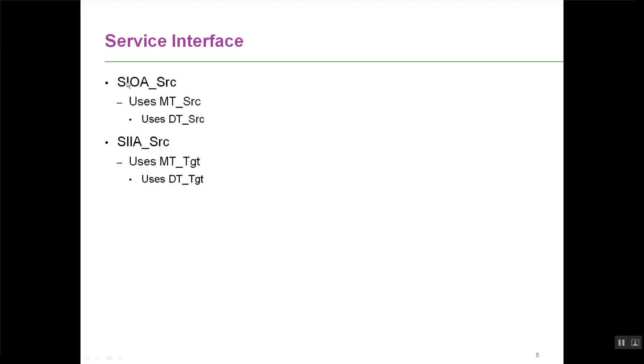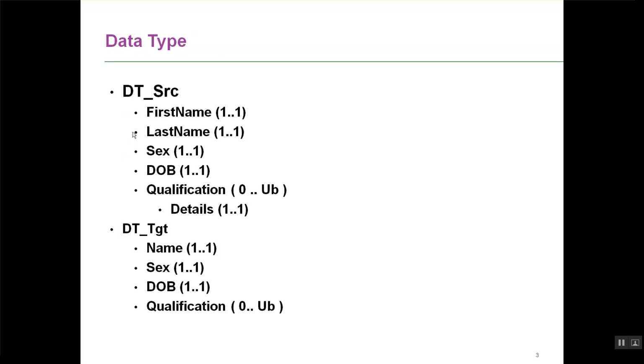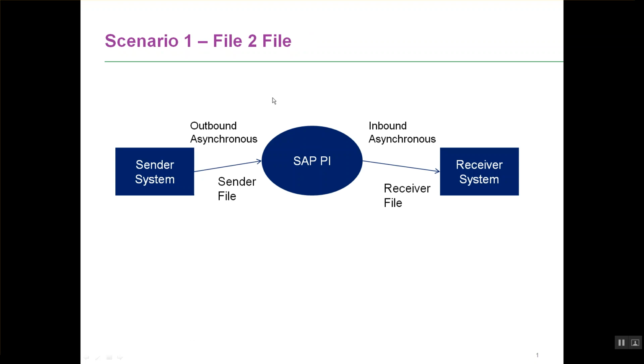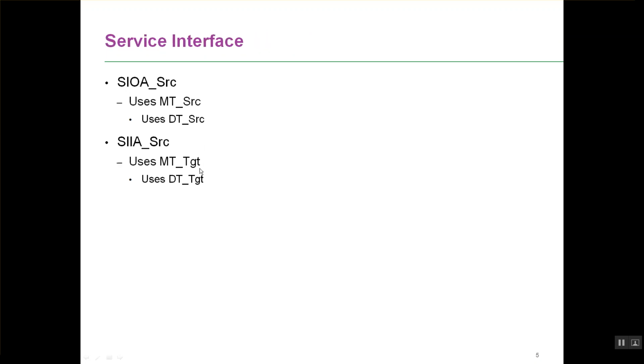Then you would define two service interfaces, one for the sending system and one for the receiving system. SI OA, what does this mean? SI stands for service interface, O stands for outbound, A stands for asynchronous. Source, same way, SI stands for service interface, I stands for inbound, asynchronous. So if you go back to the first slide, remember, we are going to define one outbound interface and one inbound interface, and both of them are asynchronous. So you are going to define those service interfaces here. The service interface uses the message type which you defined, and the message type in turn uses the data type.